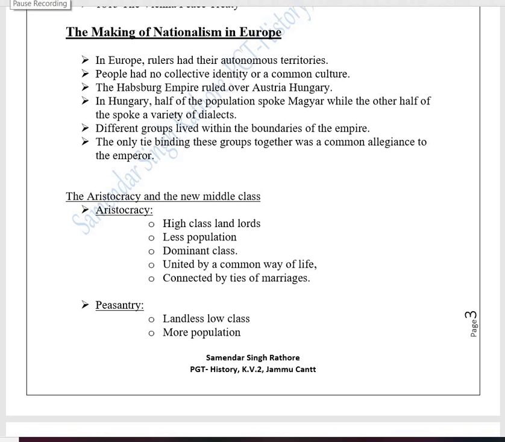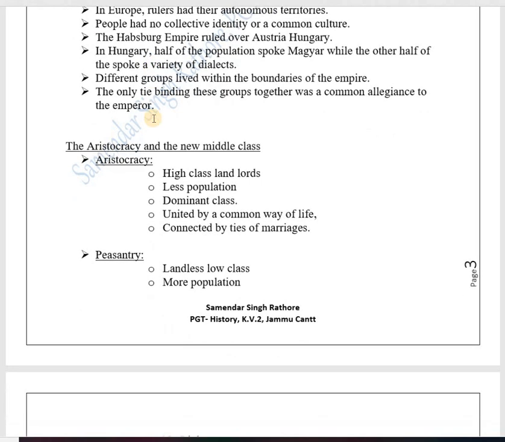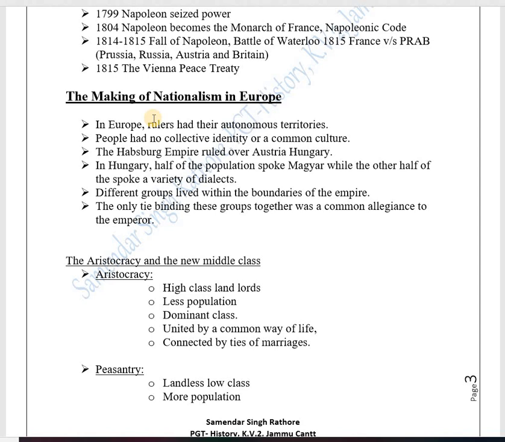Hello students. So we are continuing with history chapter Rise of Nationalism in Europe. We had done the French Revolution and the idea of nation. We had read about the Napoleonic Code. Now we'll move on to the next topic, that is the making of nationalism in Europe. Now how did nationalism which had developed in France spread to other parts of Europe?